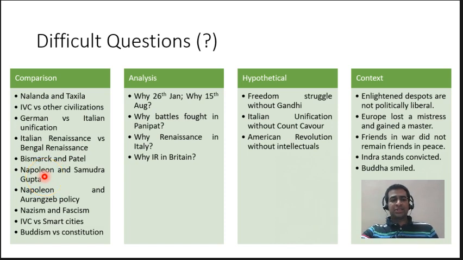Again, compare and contrast the policy of Samudragupta versus the policy of Napoleon. Or Aurangzeb versus Napoleon. Now, here you have to notice that one question is from ancient India, one question is from world history. Again, they try to correlate. In the same way, world history versus medieval Indian history.